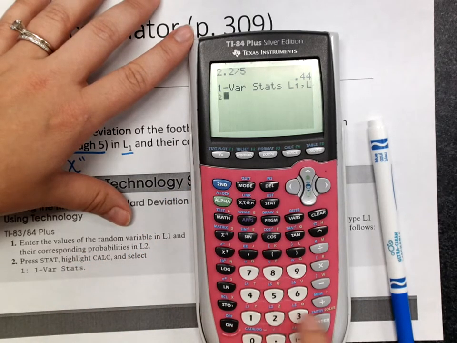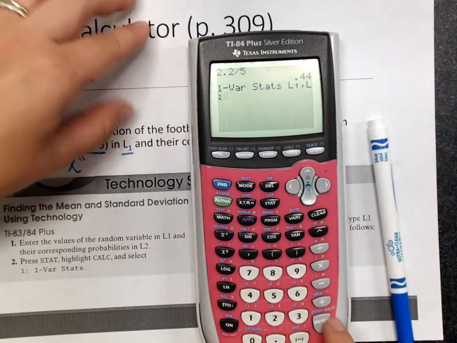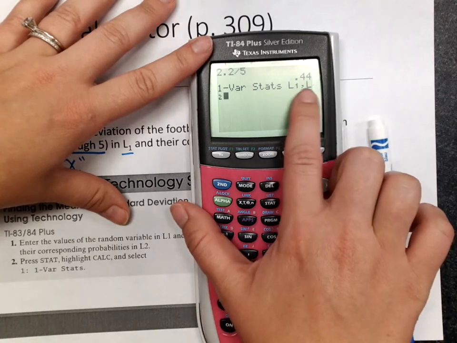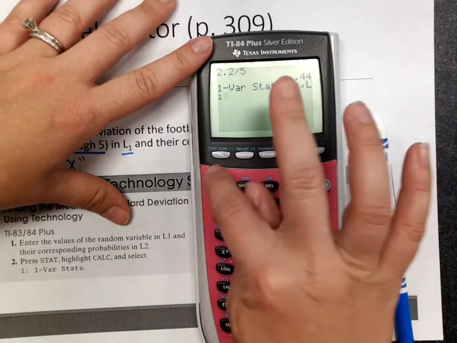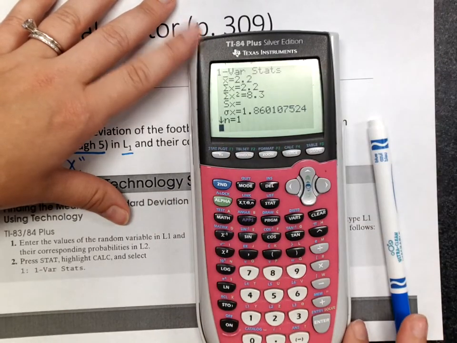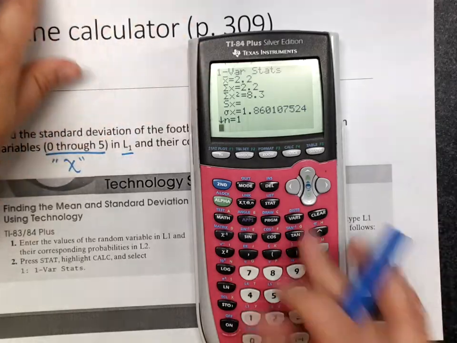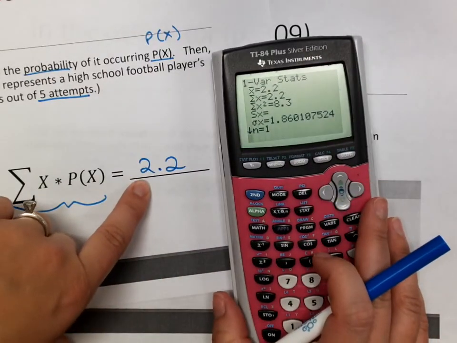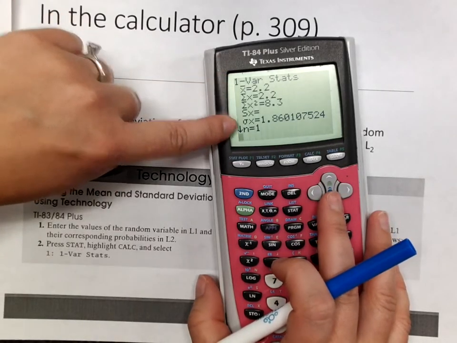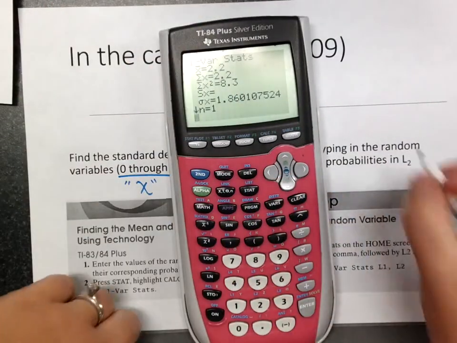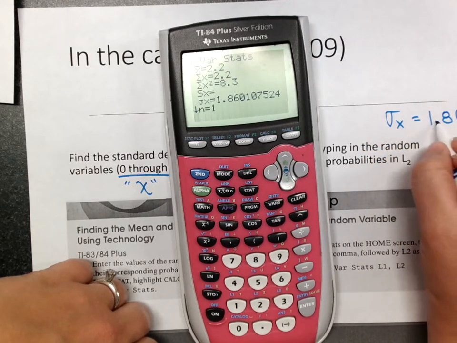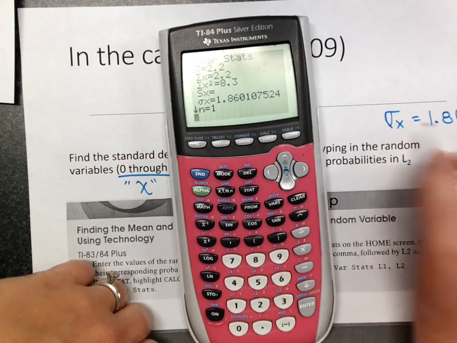See the little L2 above 2? So in the older calculators, you just do L1, comma L2. In the newer calculators, L1 is the list and L2 is the frequency. So just second 1, then second 2. It'll look a little bit different in the newer calculators. When you hit enter, it gives you X bar, which is 2.2, which is what we got previously, that's your expected value. And then we're going to go down to sigma x to get our standard deviation. So sigma x equals 1.86. So it means the same thing, standard deviation of x.